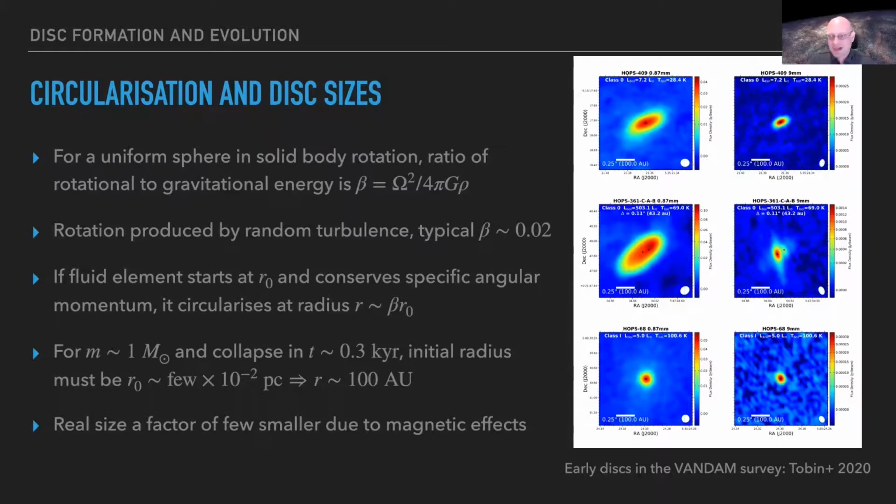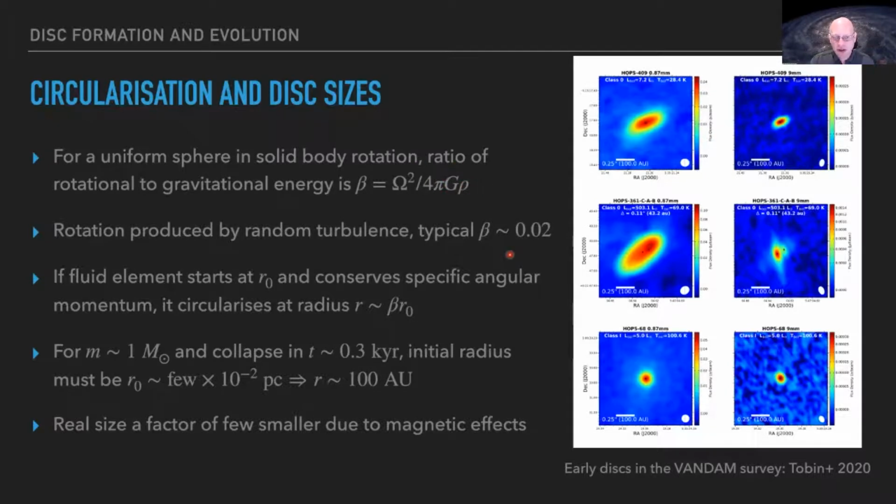So what about disks? That's what most of the people at this meeting are probably interested in. Well, we can understand disk formation as follows. Let's idealize one of these collapsing clumps at the bottom of the fragmentation cascade as an idealized uniform sphere. And if we have a uniform sphere in solid body rotation, we can write down the ratio of rotational to gravitational potential energy. And that's this ratio beta here, which is given by the angular velocity squared divided by 4 pi G rho. That's the ratio of kinetic energy in rotation to potential energy.